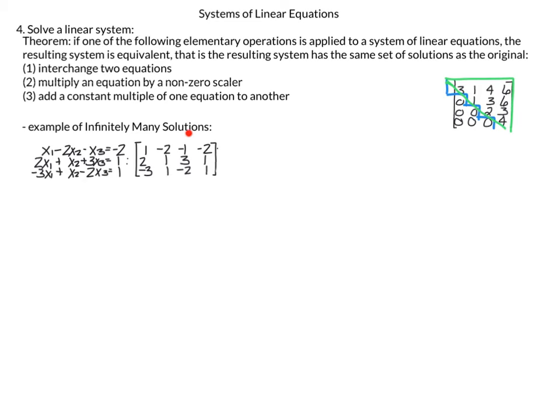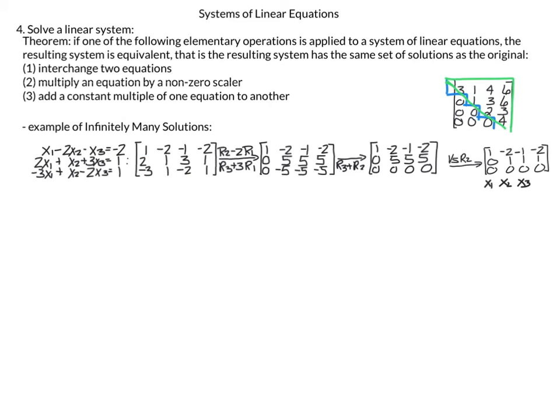And here is the augmented matrix to represent this system. The first row is 1, negative 2, negative 1, negative 2. The second row is 2, 1, 3, 1. And the last row is negative 3, 1, minus 2, 1. And looking at this, remember, this 1 is fine, but we want the rest of the column to be 0. So we need a 0 here in this 2 position and a 0 in the minus 3 position. So I did 2 row operations to get this matrix.